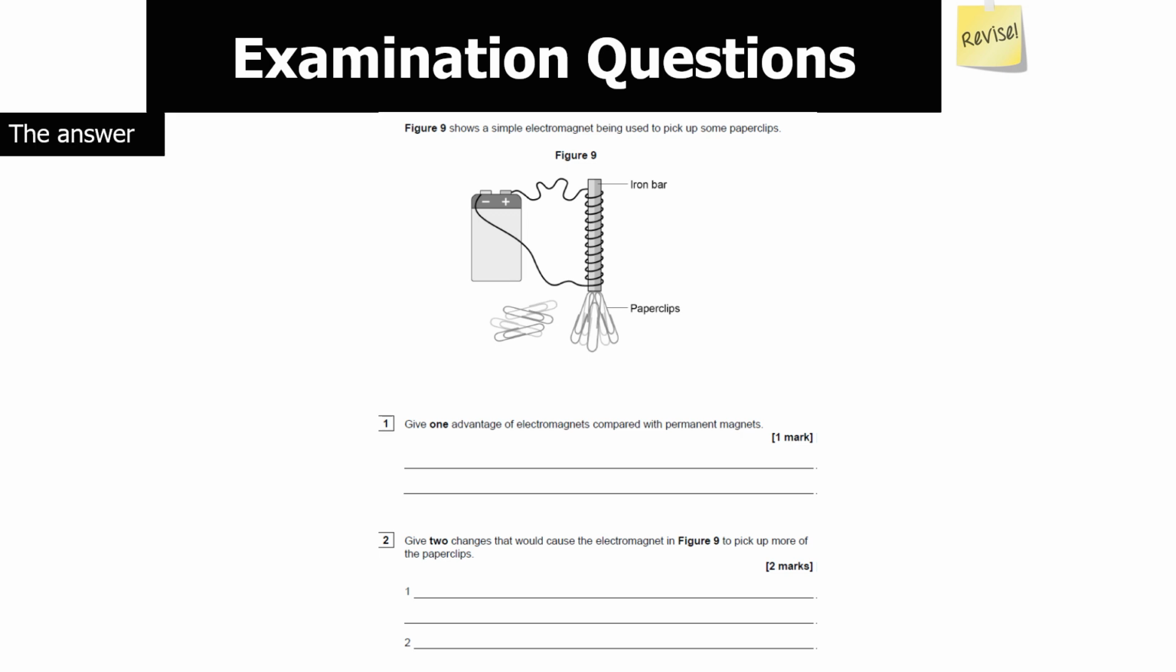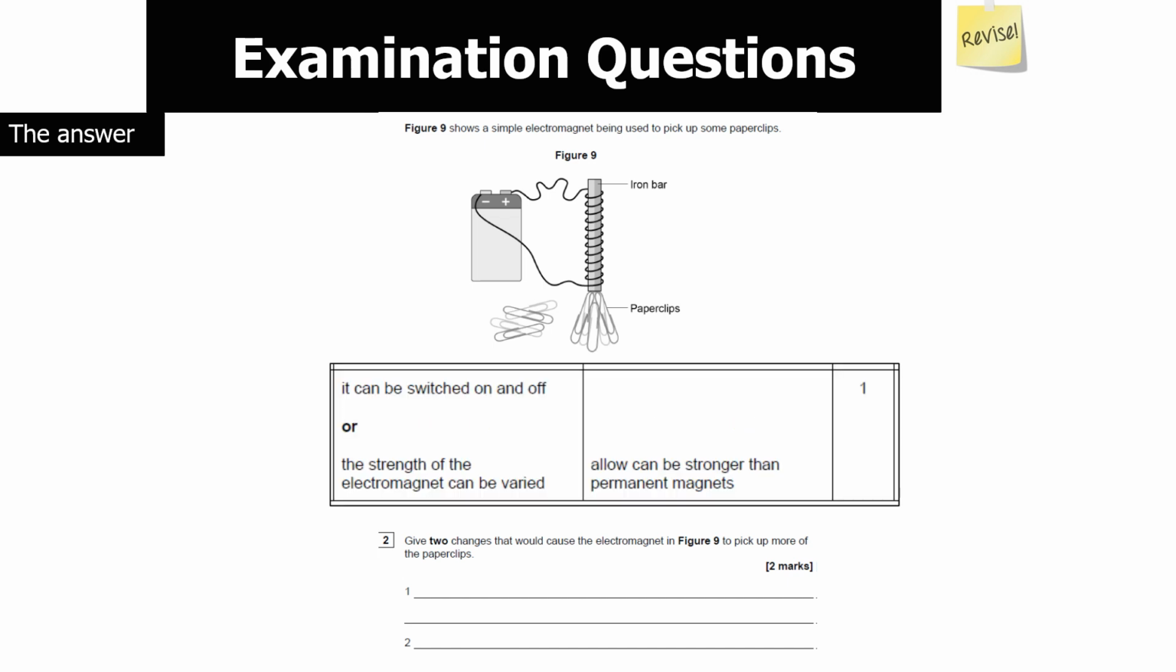Right, firstly you've got to know the basic properties of electromagnets and permanent magnets. Now electromagnets can be switched on and off, or you could say the strength of an electromagnet can be varied. Secondly, you'll note that the paper clips are being picked up by the electromagnet because the paper clips are a magnetic material and the electromagnet is a magnet, so it'll be attracting and picking them up.